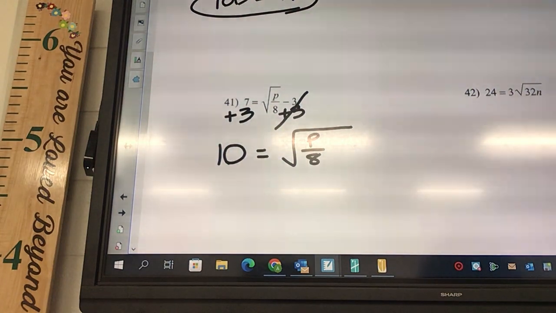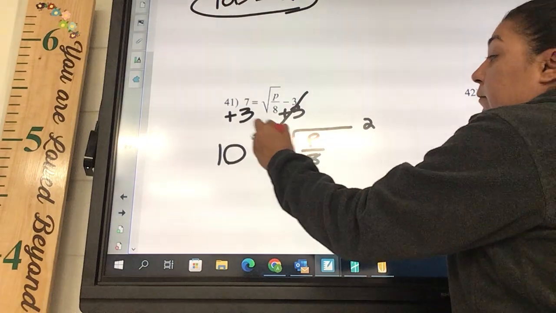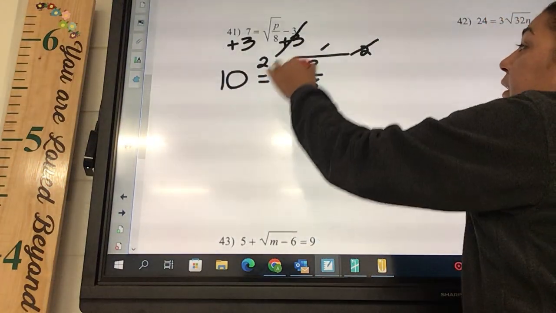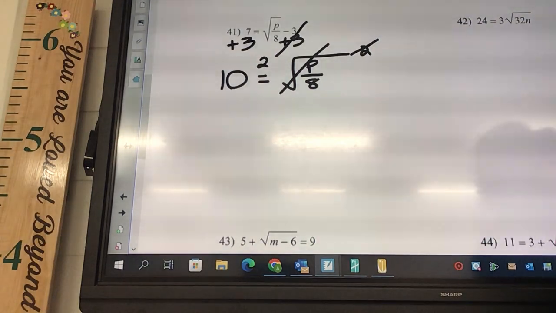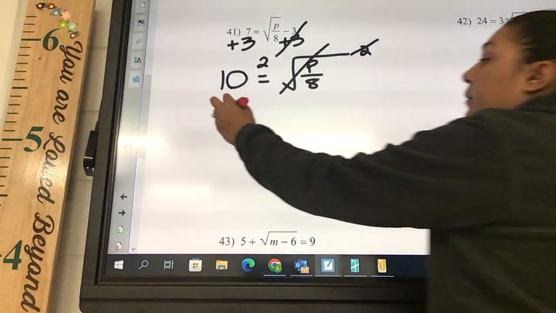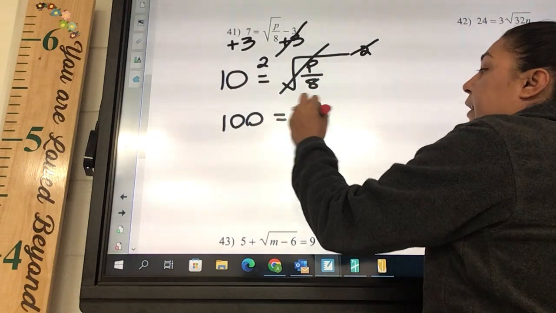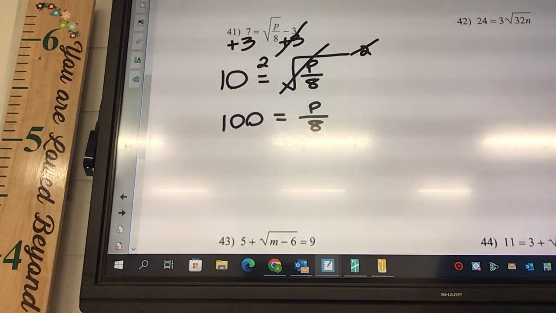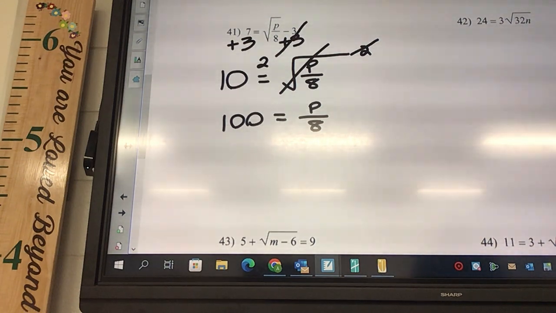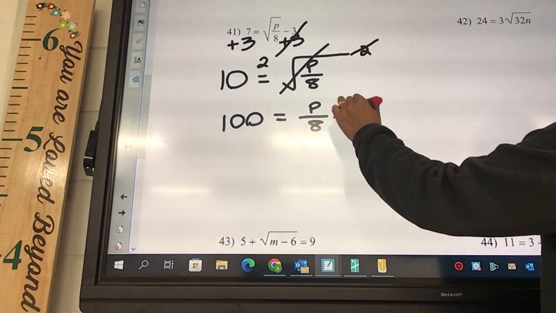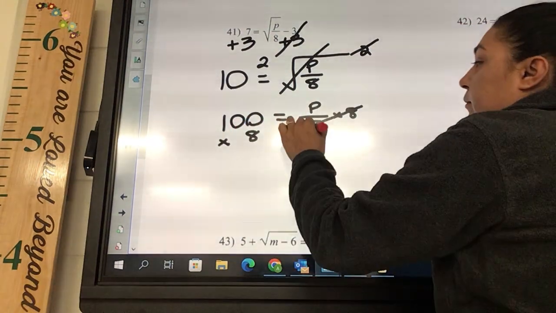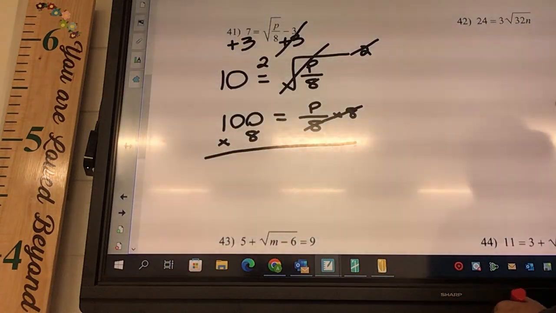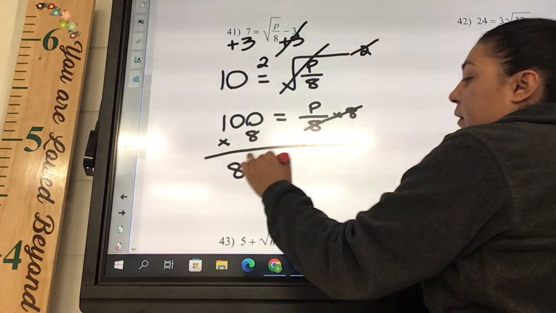Now, is the square root by itself? Yes, so now we're going to do what? Square both sides. So this is going to cancel with this. So I got 10 squared. What is 10 squared? 100 equals p over 8. Now I can move that 8. How do I move that 8? Times it by 8 on both sides. What is 100 times 8? 800 equals p.